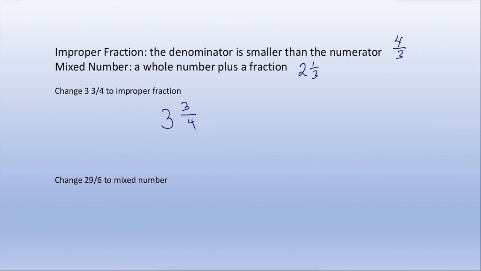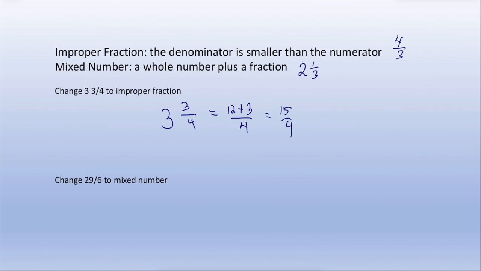Now, the reason we do that is because if we want to break 3 whole pizzas into 4 pieces, we would get 12 pieces of pizza. So 4 times 3, denominator times whole number. And then all you're going to do is take that answer, 12, and add the extra 3 pieces that you have on. So 12/4 plus 3/4 is a total of 15/4.